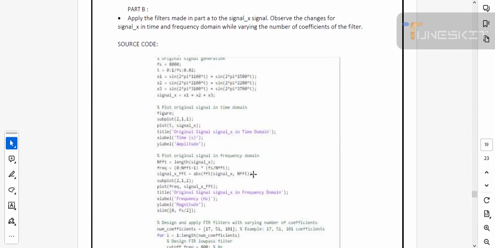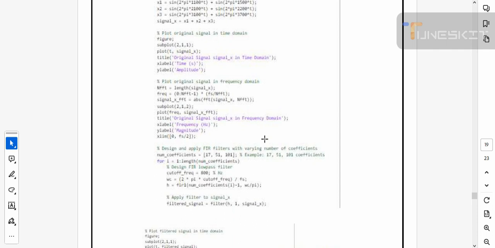In part B, apply the filters made in part A to the signal and observe the changes for signal x in time and frequency domain. The source code: the sampling frequency is 8000 and x1, x2 and x3 are given. The total signal is obtained by adding these signals. Then plot the original signal. For this we use the subplot command, title and labeling these graphs, and then plot the original signal in frequency domain. We also use the plot command in this.